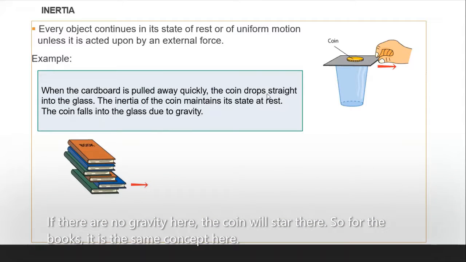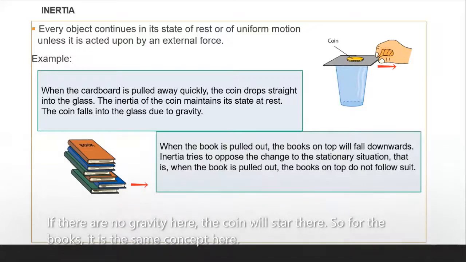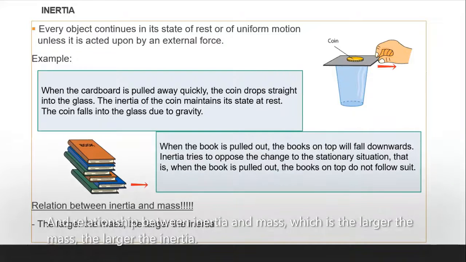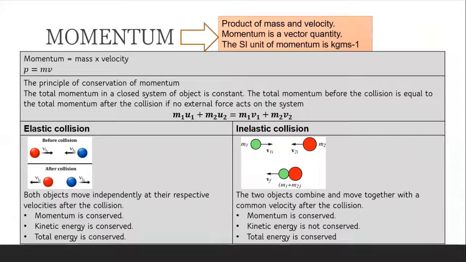If there is no gravity here, the coin will stay there. So for the books, it's just the same concept here. And the relationship between inertia and mass is, the larger the mass, the larger the inertia. Next is momentum. Momentum is the product of mass and velocity. That means mass times velocity. So it is also a vector quantity. The SI unit is kg m s^-1.